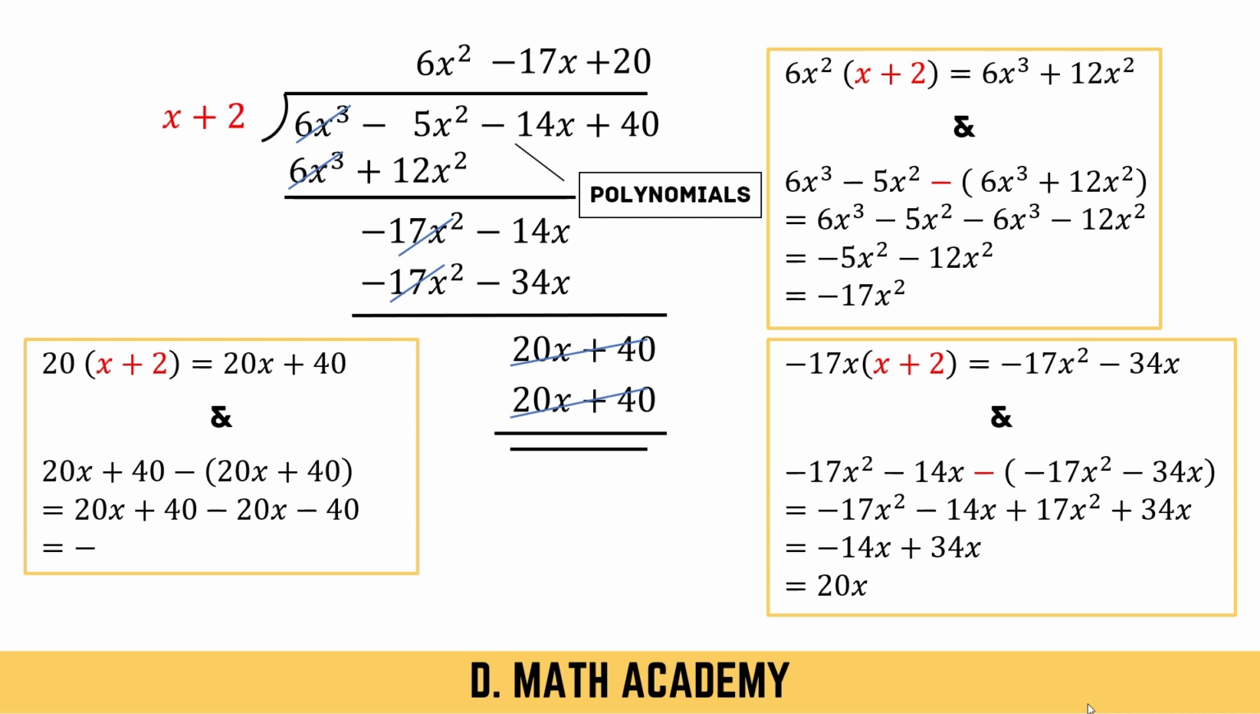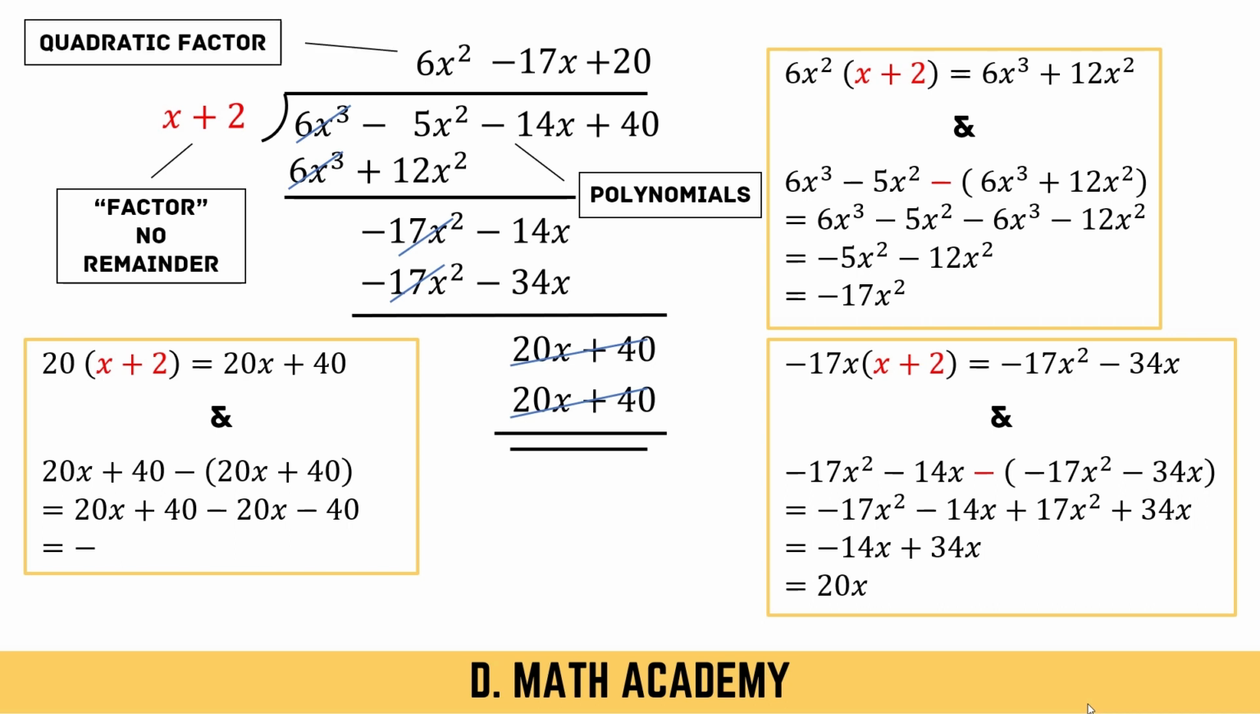The red font that I highlighted over there is actually x plus 2, and since there's no remainder, which means there's no balance at the bottom, it is considered a factor. And the 6x squared minus 17x plus 20 is your quadratic factor.